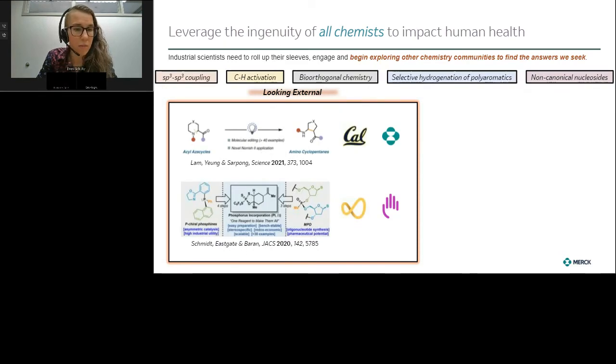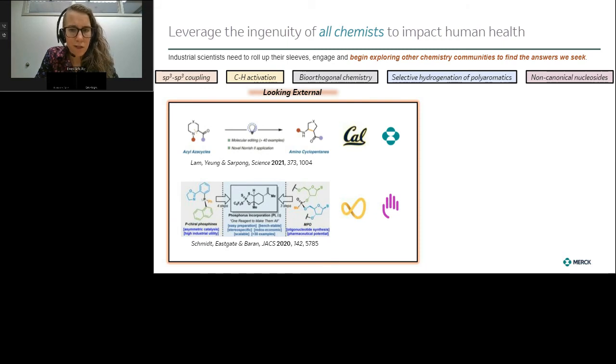And I want to just kind of pull up a couple that I thought were really relevant because they get to some of these really meaty synthetic challenges that I highlighted up above. And so most recently there was a collaboration with the Sarpong group and Merck, where they found this really beautiful ring contraction chemistry to do this sp3 coupling. And then in 2020, the Barron Lab with BMS developed this really robust route to making these non-canonical nucleosides.